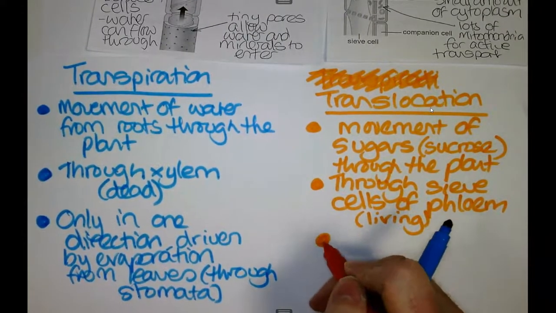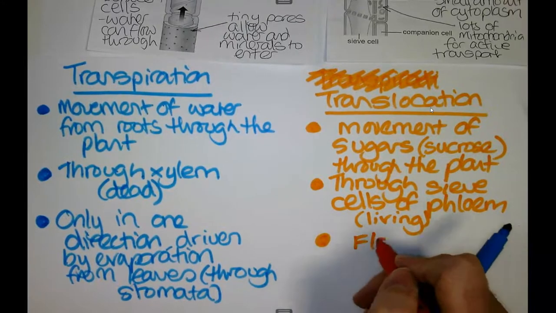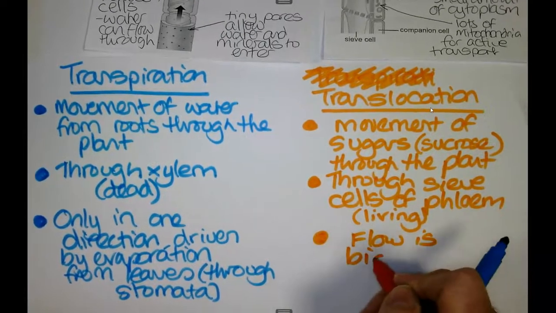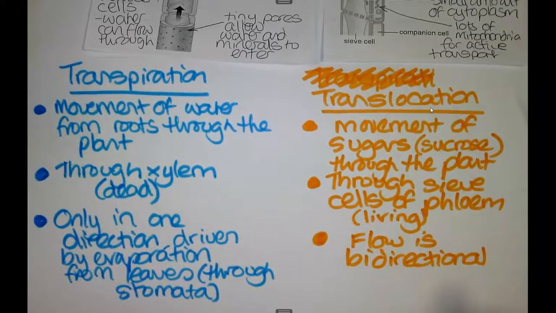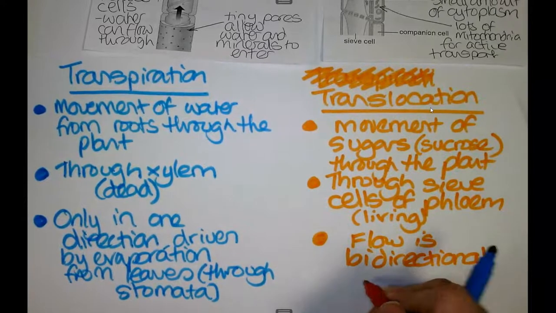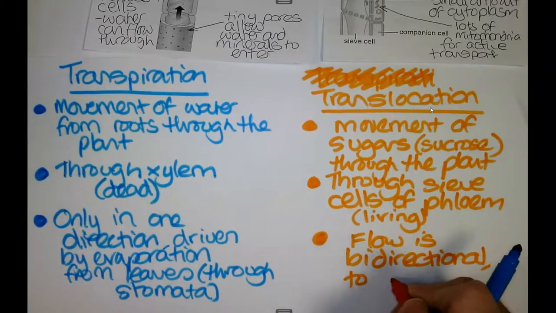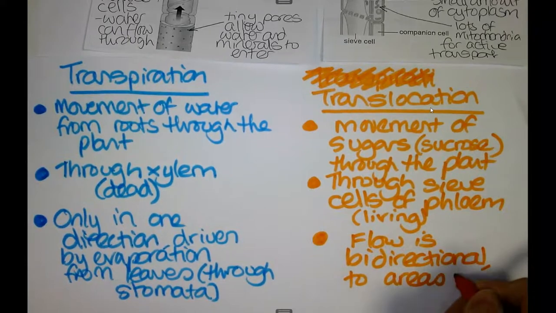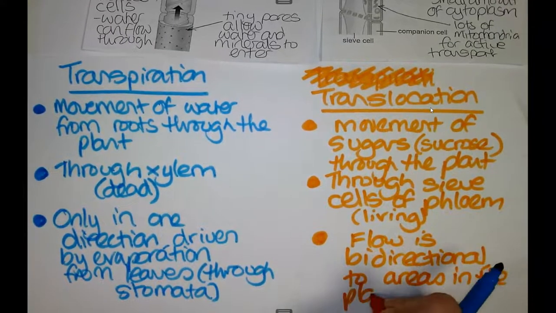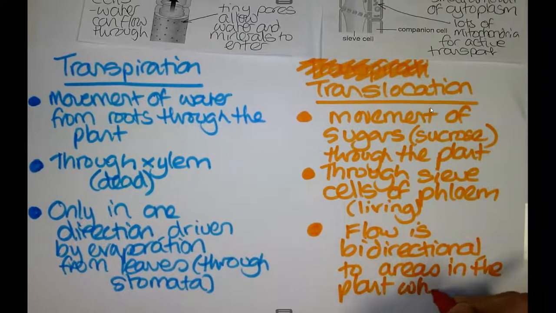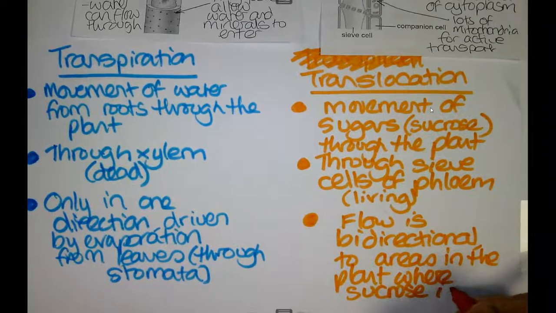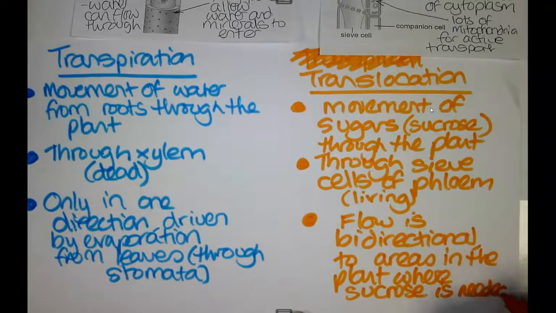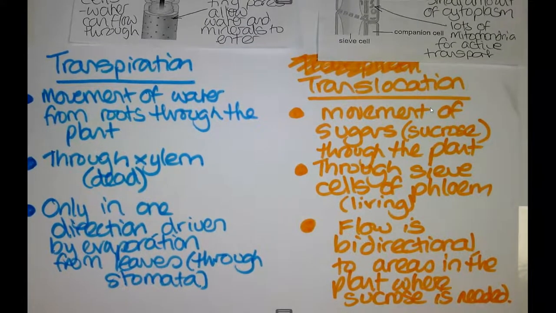Whereas translocation is what we call flow is bidirectional. So that's up or down, and it's two areas in the plant where sucrose is needed. So just a quick comparison of transpiration and translocation.